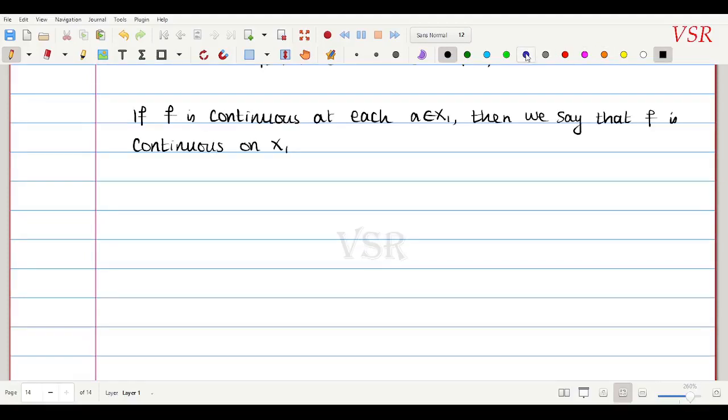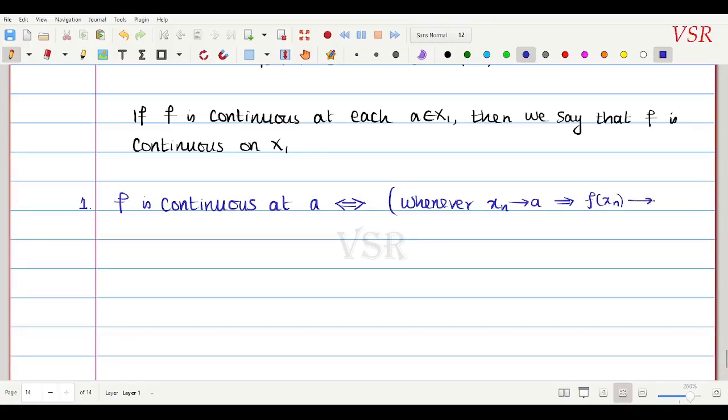Number 1, one of the important characterizations we have studied: f is continuous at a if and only if this property holds: whenever xn converges to a, f of xn converges to f of a. So this condition must be satisfied. If f is continuous at a, then whenever xn converges to a, f of xn converges to f of a.